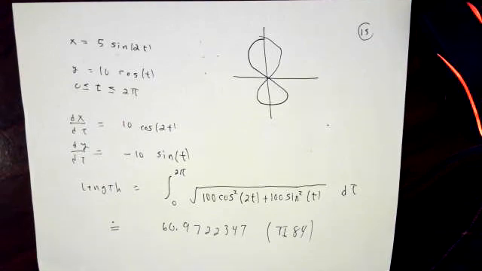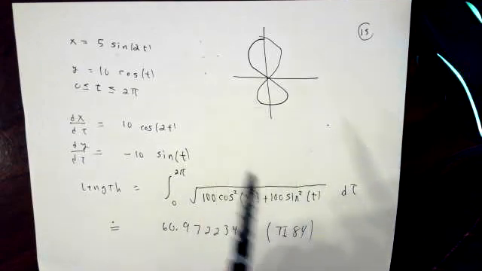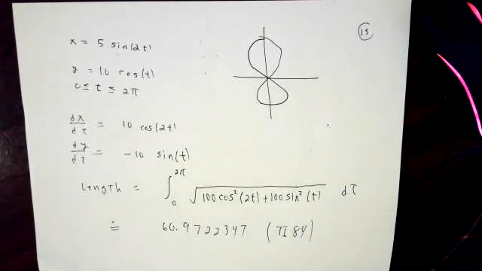Since that's a very ugly looking integral, I pulled my calculator out, and it turns out that the circumference of this figure 8 shape is about 60.9722 units of distance, whichever system of units that you're using.